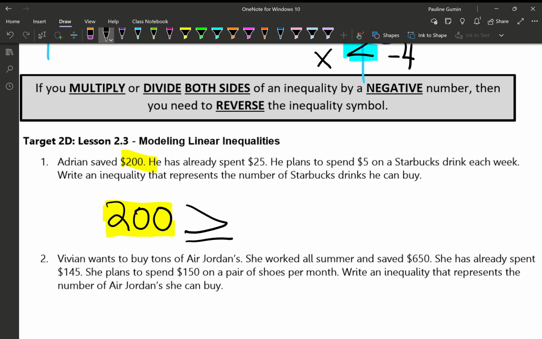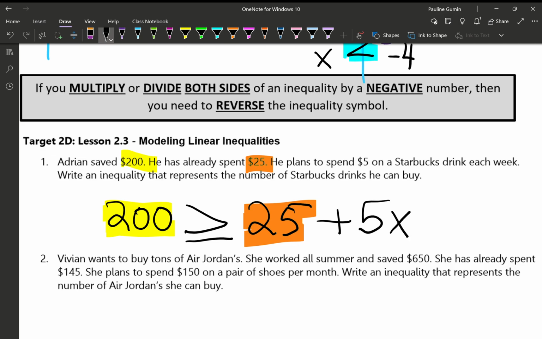All right. Now, he's already spent 25, so I'm just going to write that 25 because we can't change it. He's spent it. It's gone. And plus, he plans to spend $5 on a Starbucks drink every week. $5, and I'll write x for Starbucks drink. Doesn't really matter what letter we use. You could use the letter S, but my S's will look like 5s.